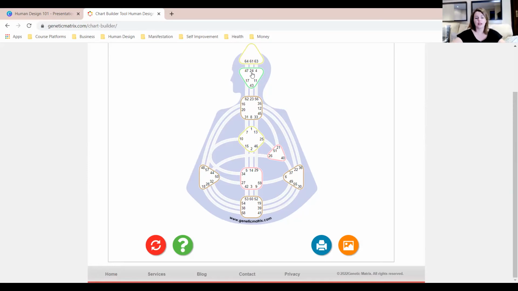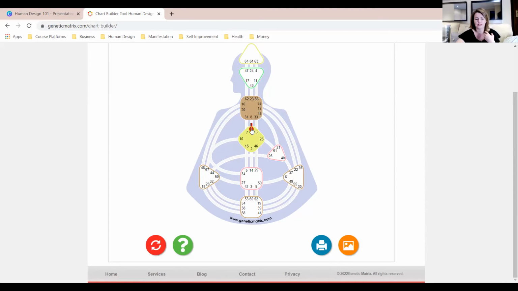Now, if you have a gate there and there, that creates a channel. And the moment you have a channel, you actually have a defined center. This is why reflectors do not have any defined centers, because they do not have any channels. Okay, so that is the human design terminology. I'm just going to unclick this.